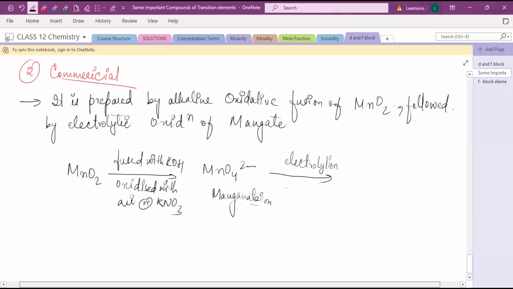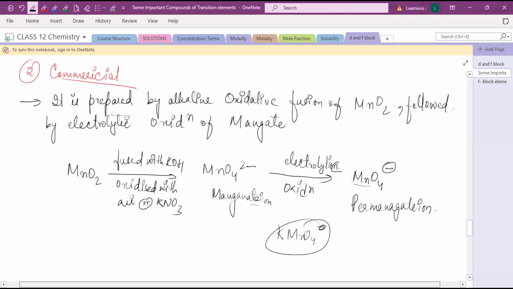Electrolytic oxidation. So when you do the electrolytic oxidation of MnO4 2 minus, you will get MnO4 minus. And what is this? This is a permanganate ion. So this manganate ion will convert into the permanganate ion. Okay, and permanganate ion किसका होता है? This is your potassium permanganate, KMnO4.